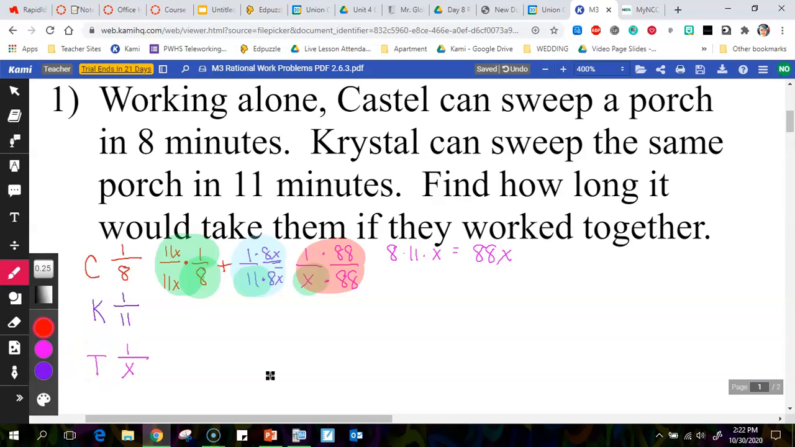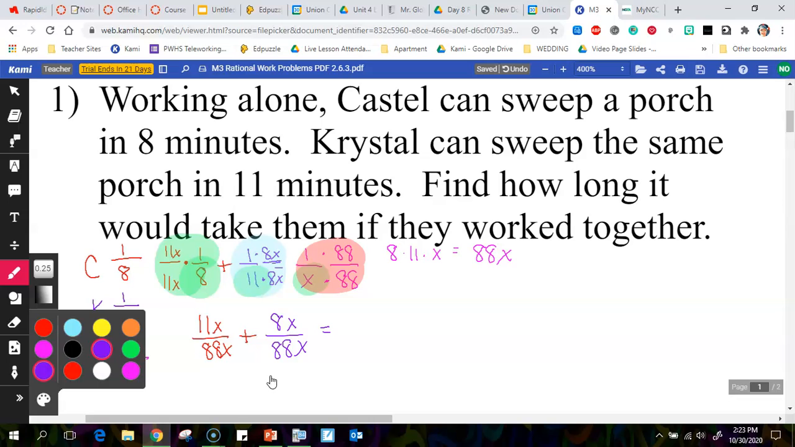11x over 88x plus 8x over 88x equals 88 over 88x.